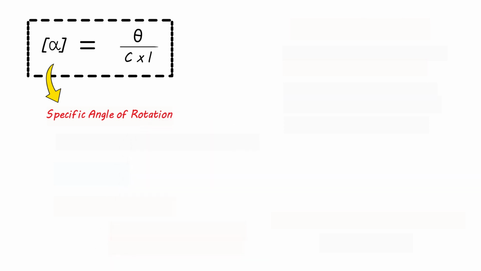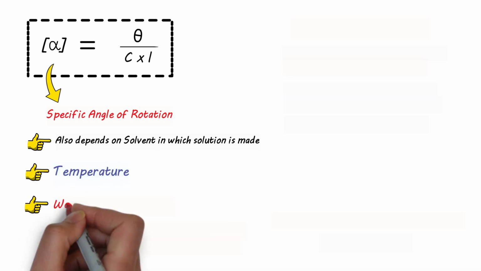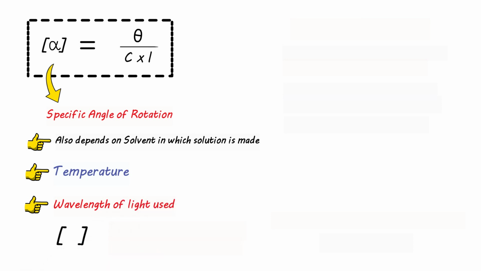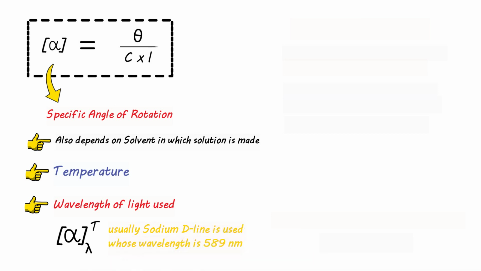In addition to the concentration and length, the angle of rotation also depends on the solvent in which the solution is made, the temperature, and the wavelength of light used. So we can write alpha with subscript lambda indicating wavelength used, and T is the temperature at which the process is carried out. Usually जो आप लाइट इस्तेमाल करते हैं वो सोडियम की होती है, that's called as sodium D line. उसकी वेवलेंथ जो होती है that's 589 nanometers. Now if angle of rotation, concentration and length are known, you can easily calculate the specific angle of rotation.